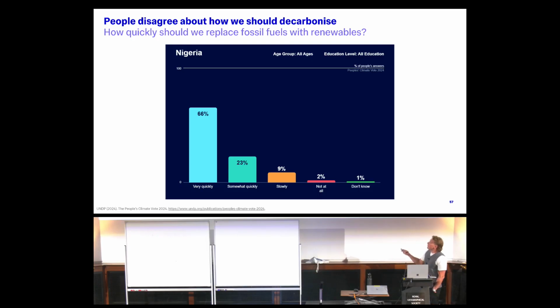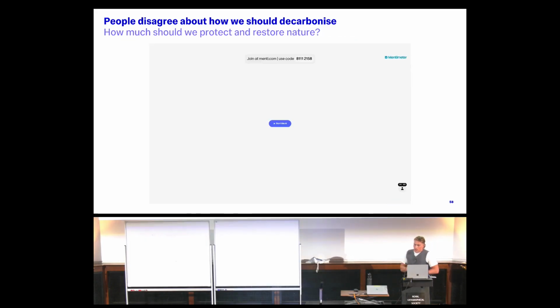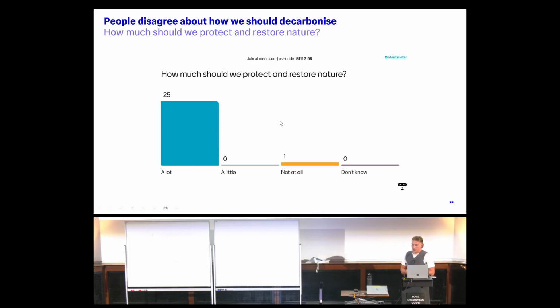And so if we look at a country example here of Nigeria, you've got really strong support for the transition away from fossil fuels. We can contrast that against Morocco, where you've got a completely different picture, much slower transition being supported there. So we'll take one more question out of the UN's climate vote, and this is how much should we protect and restore nature in order to mitigate climate change?